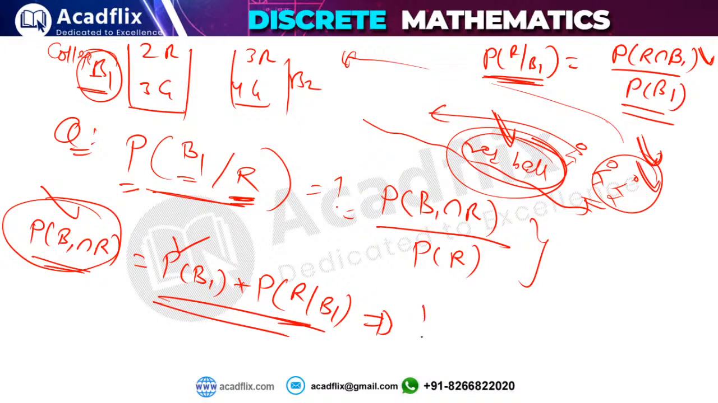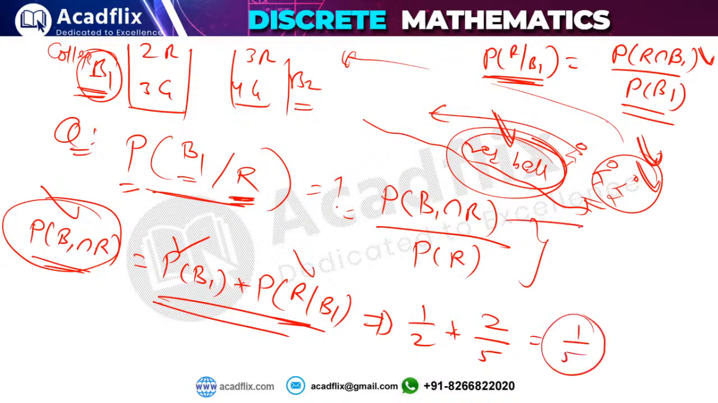So what is probability of B1? Probability of B1 is half, because you have two boxes, box B1 and box B2. So the probability of B1 is half, multiplied by probability of R given B1. This we have already calculated, it is 2 divided by 5, in the last question. Probability of choosing R, given that you have already chosen B1. So this will basically be 1 by 5. So you got this value: probability of B1 intersection R is nothing but 1 by 5.